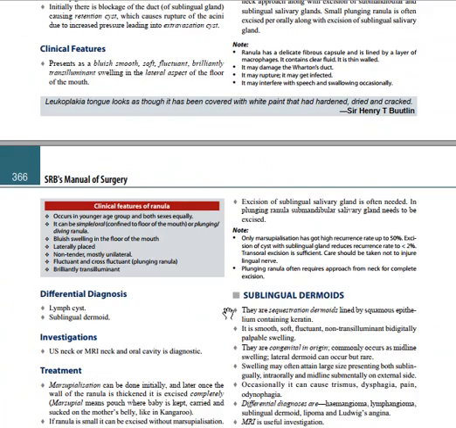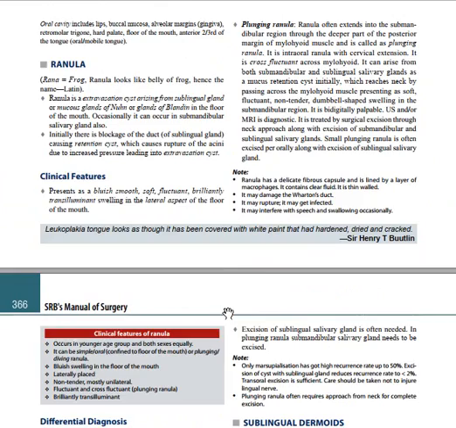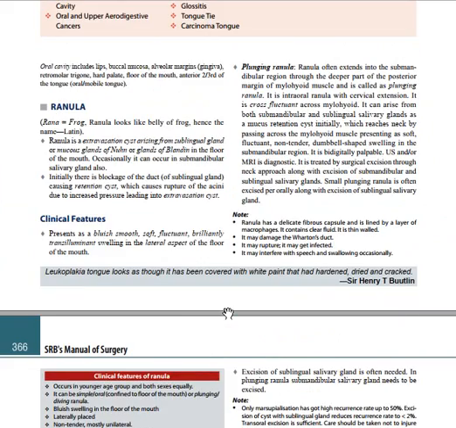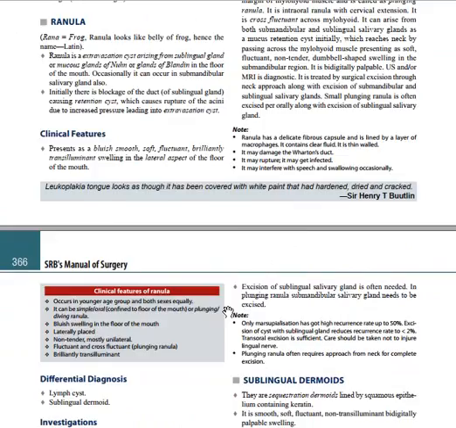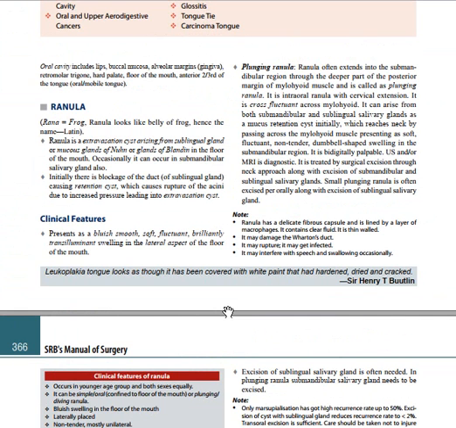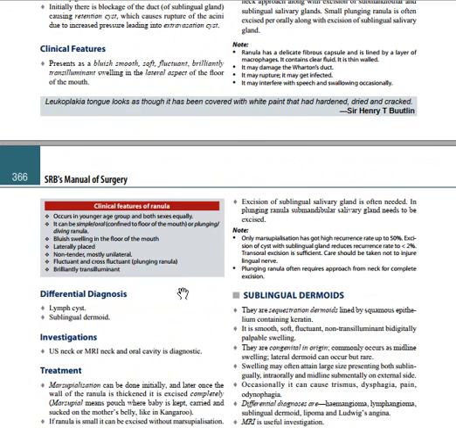Now you need to know that there are two main forms of a ranula. The first form is called a simple ranula, and the second form is a plunging ranula. A simple ranula is one that is located only at the level of the mouth, only inferior to the tongue.